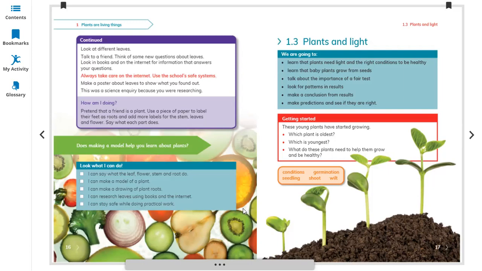We stop here at 1.2. In the next video, we will continue with lesson 1.3.